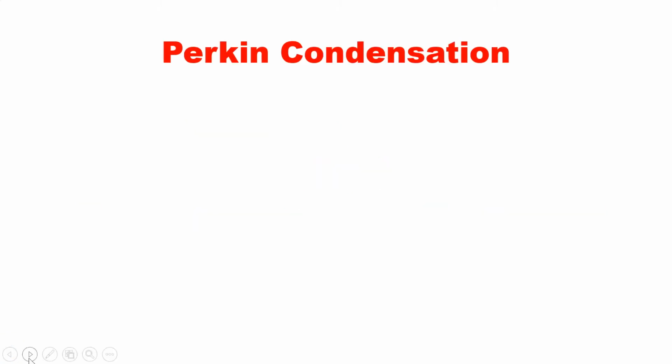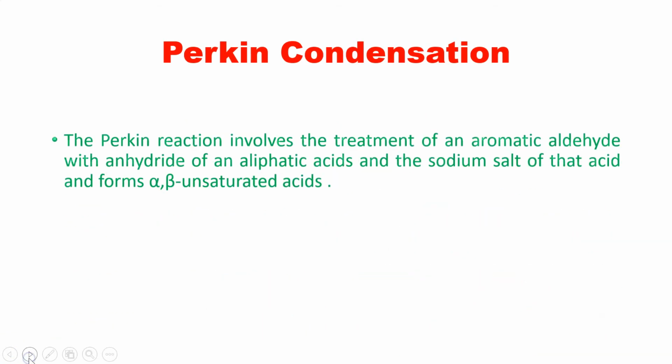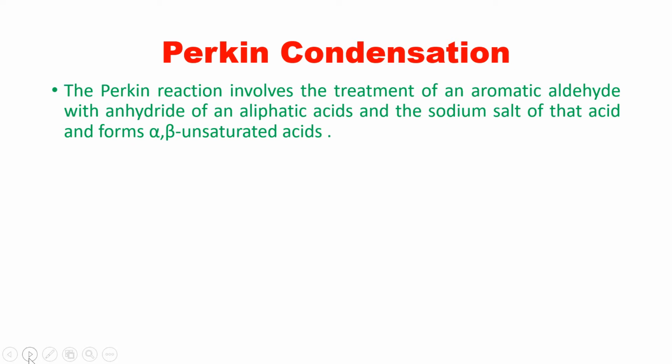Perkin condensation. Perkin reaction involves the treatment of aromatic aldehyde with anhydride of an aliphatic acid and the sodium salt of that acid and forms alpha beta unsaturated acids. So let us see the reaction.